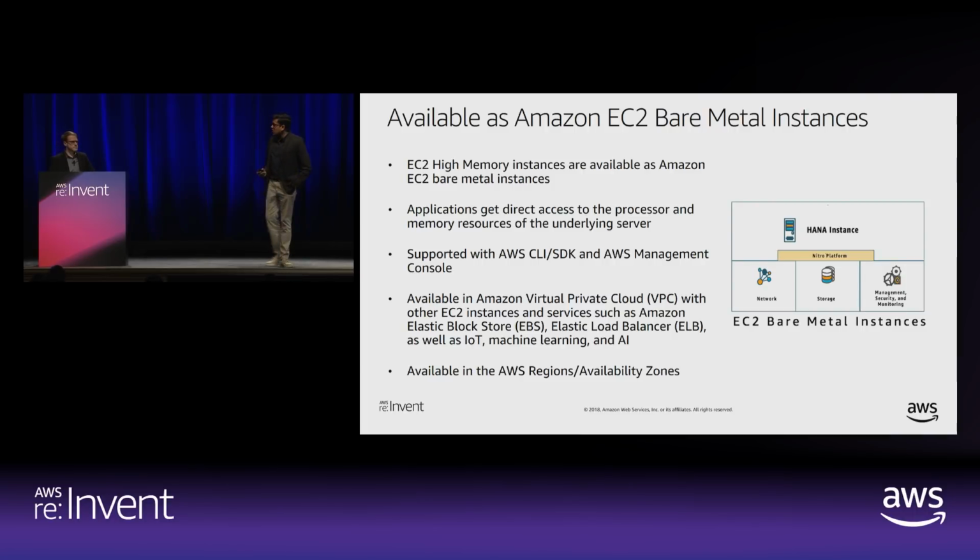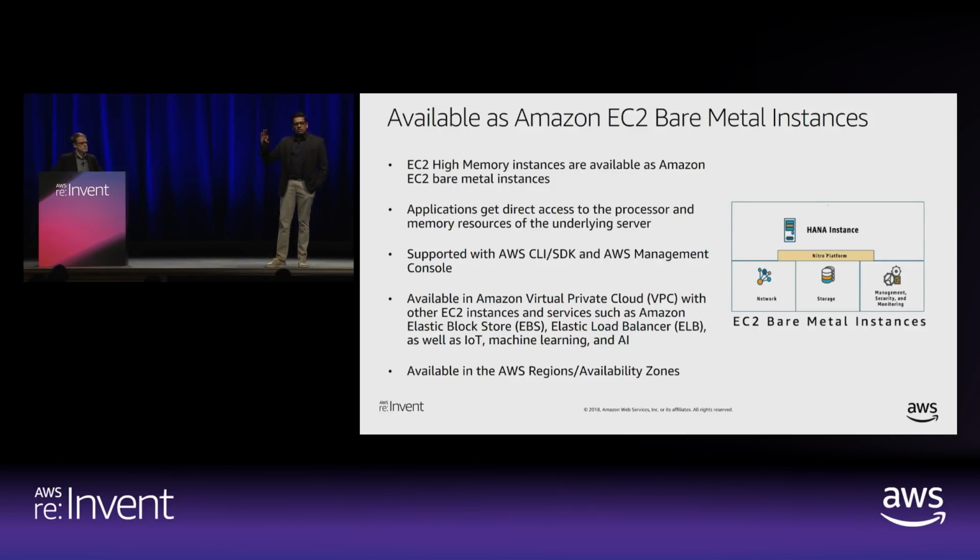Okay, so let's talk a little bit about the technology behind these instances. As we started thinking about the architecture for this instance, we looked at different options. We looked at virtualization. We looked at the ability to offer bare metal performance. And we realized that at this scale, bare metal platforms offer the optimal way of running large HANA deployments.